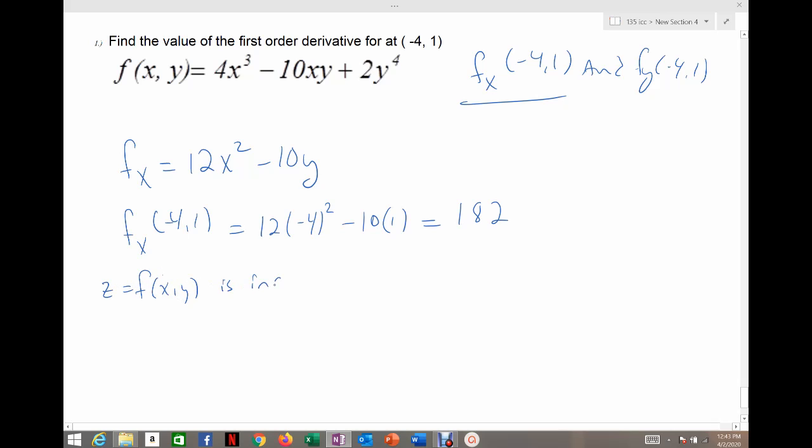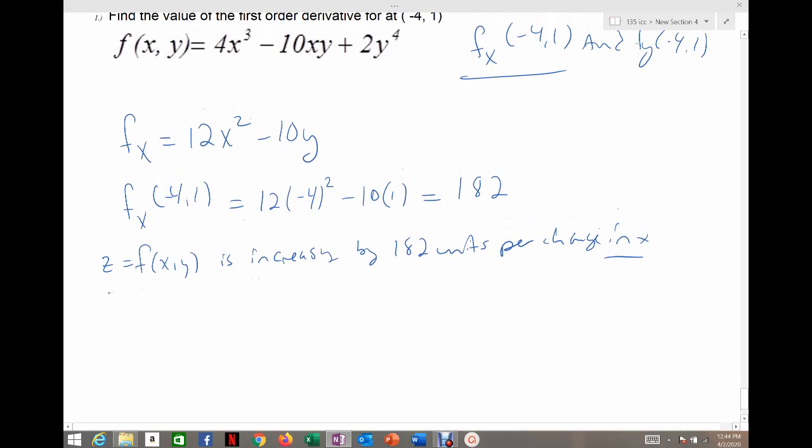is increasing by 182 units per change in x, whatever x represents. That's how it's changing. Alright, so it's moving up by 182 units as x changes.